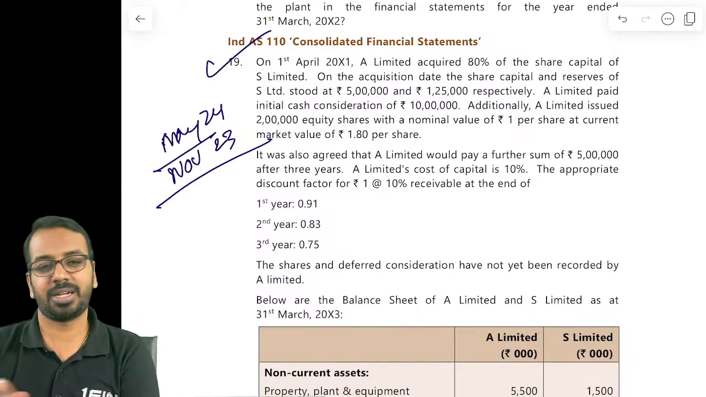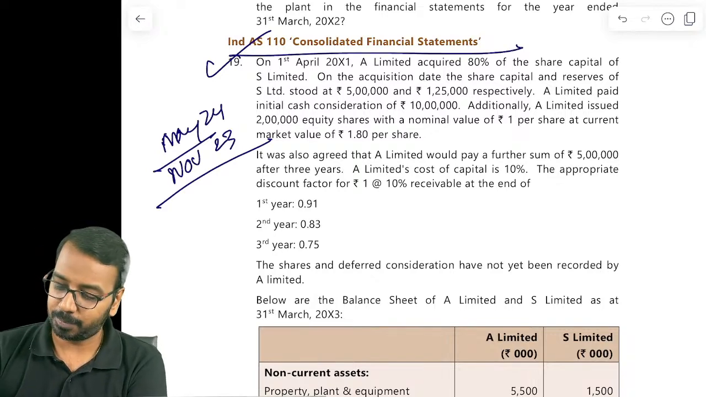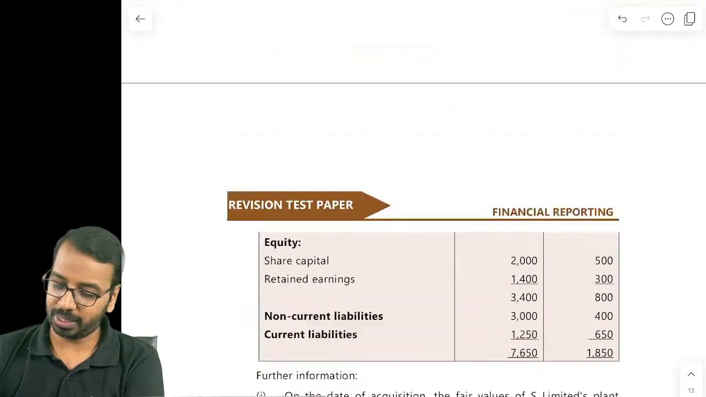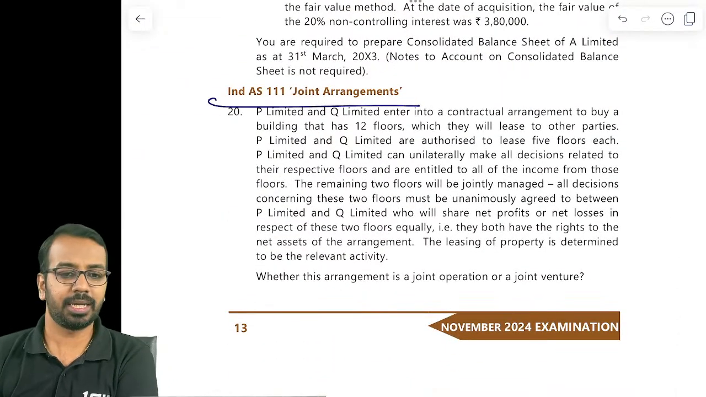It's a very simple and straightforward question. If you have done consolidation, you can handle it very easily. So there is no point in doing it again. Then joint arrangements, again a simple question. We'll just quickly discuss it through.